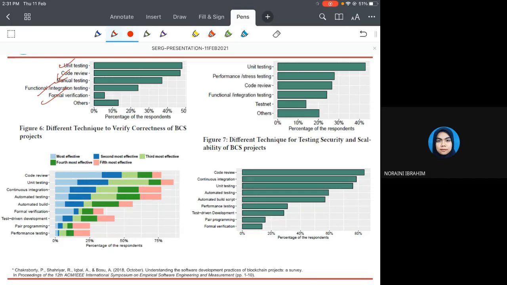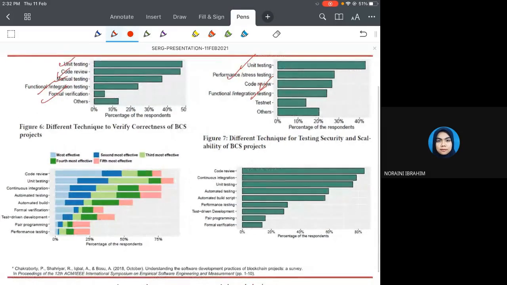This is the number of software testing types currently applied by blockchain developers. Especially they are focusing on unit testing, and then some of them on performance testing, then code review, functional and integration testing, and so on. Here, if you see, it is also about testing, at the testing level. And this one, of course, is at the testing level.